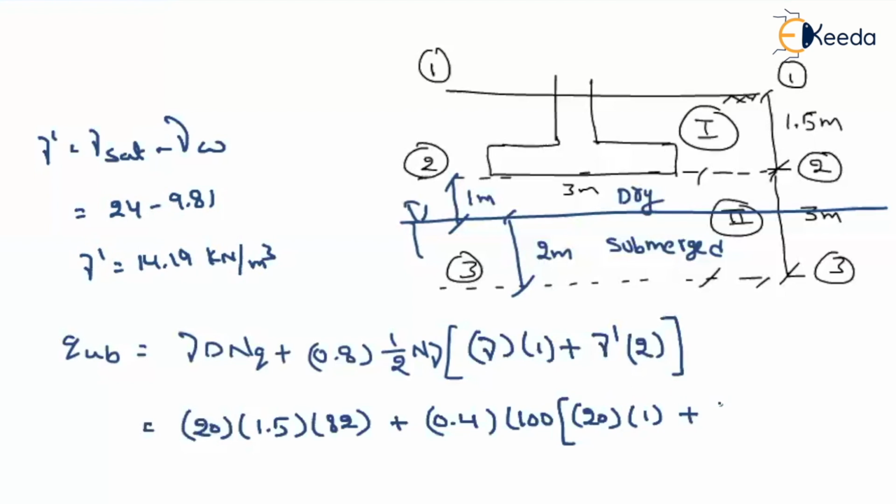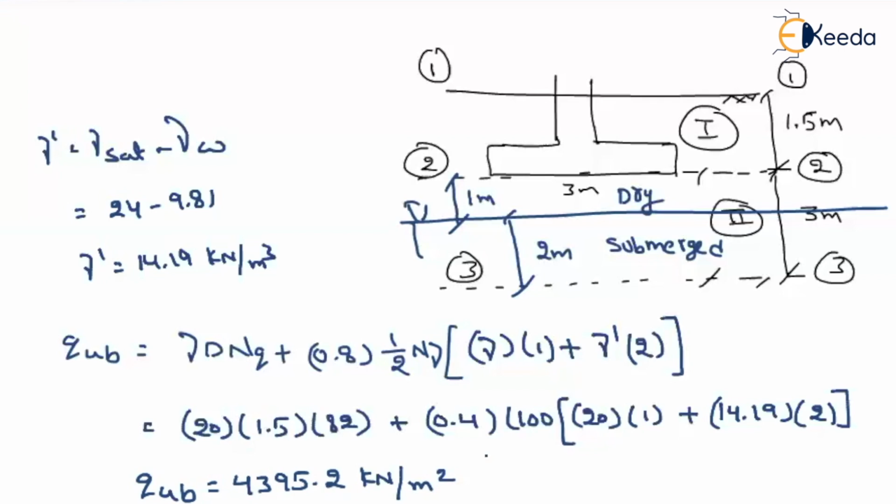Substitute that value here. 14.19 into 2. Now do the calculation and tell me how much you are getting. 20 into 1.5 into 82 plus 0.4 into 100 into 20 plus 14.19 into 2. You are getting around 4395, so the ultimate bearing capacity will be equal to 4395.2 kilonewton per meter square. Thank you.